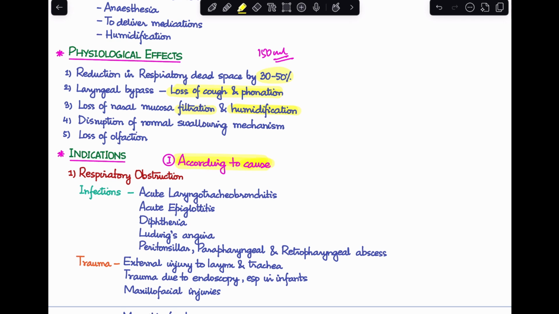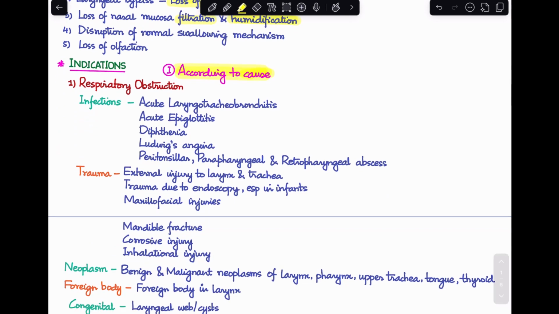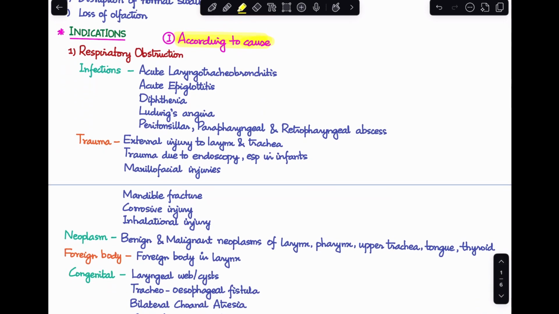Also, there is a loss of olfaction or smell. So, these are all the physiological effects that we see as a result of tracheostomy. Now, let's try to understand what are the indications of tracheostomy.